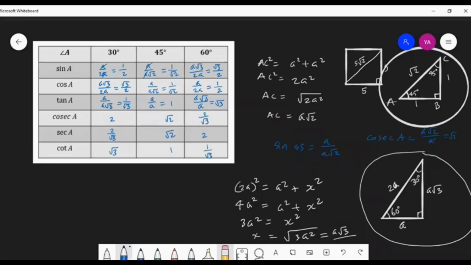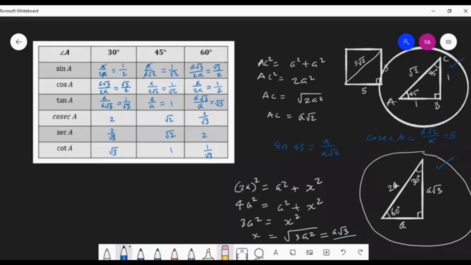Okay, so I hope it is clear. This table is clear. So if you get one side of any of these triangles, using these ratios we can find out the other sides. We will do some examples after discussing the 0 degrees and 90 degrees also. Okay, so you just keep these triangles in your mind.